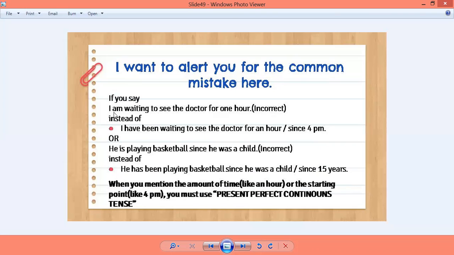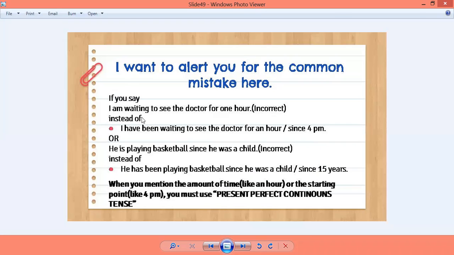If you say I am waiting to see the doctor for 1 hour, that is wrong. For 1 hour, right? यहाँ पे I am waiting नहीं आएगा. This is correct over here, 1 hour, right? But here it is not present perfect continuous tense, right? यहाँ पे तो सीधा waiting आ गया. This is directly continuous tense.